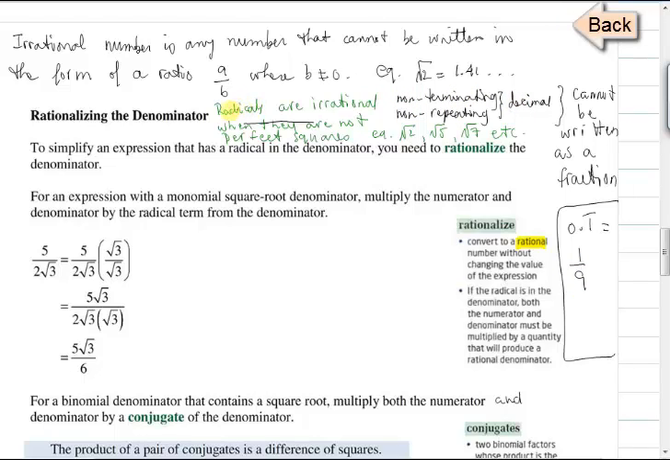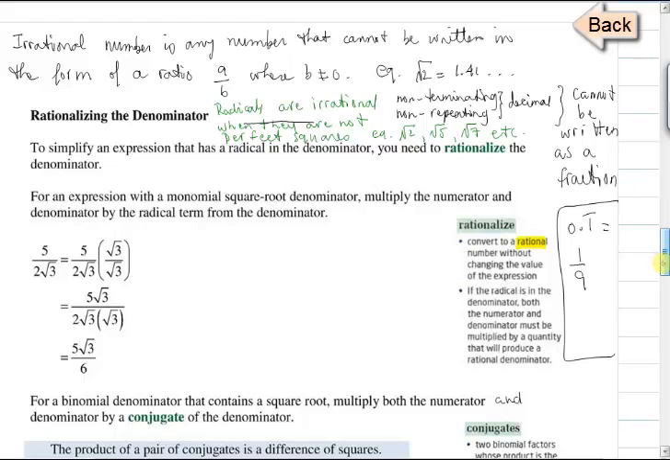So radicals are irrational when they are not perfect squares. Examples: root 2, root 5, root 7, etc. If it's a perfect square, like the square root of 25, you can take the square root of 25. That's 5, and so you have a rational number.